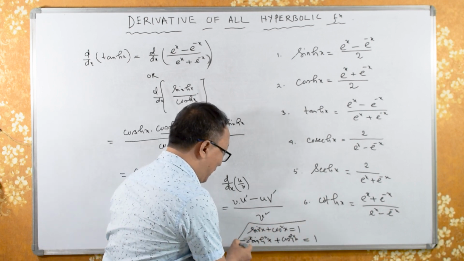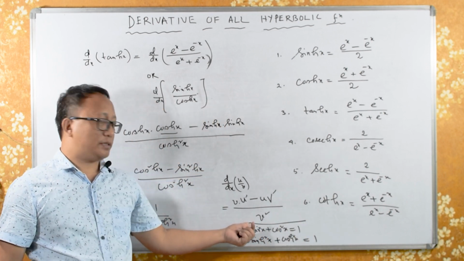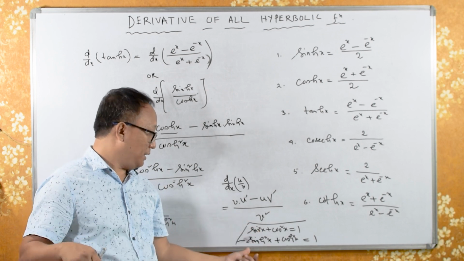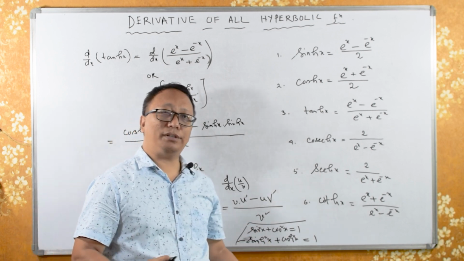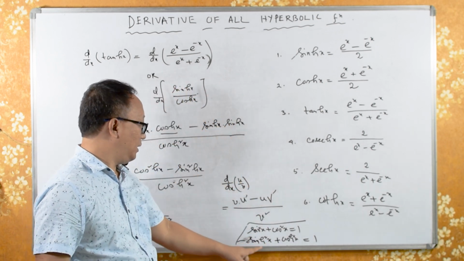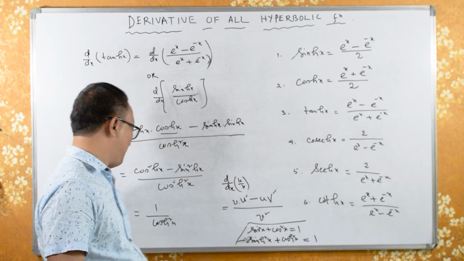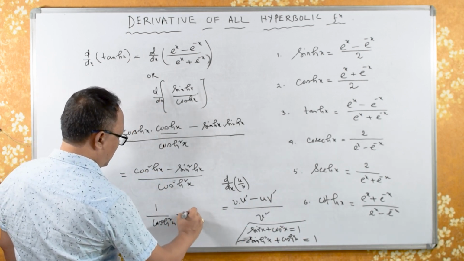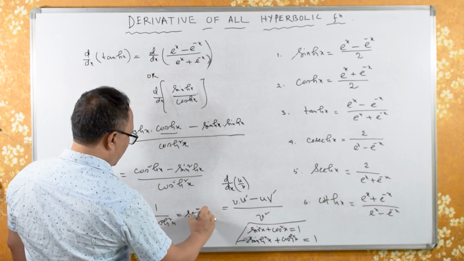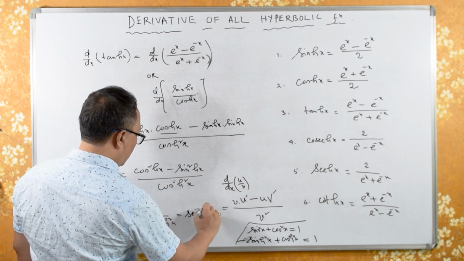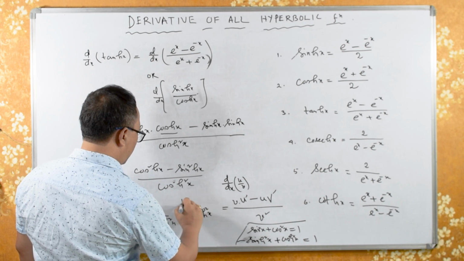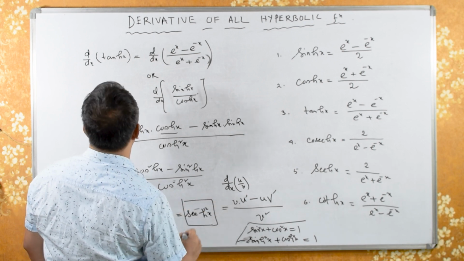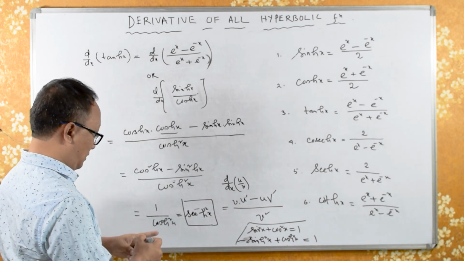Meaning you should have two sine functions. In that, change the sign and you will get hyperbolic. All the trigonometric identities you will get in hyperbolic form in that way. Therefore we have 1 by cos square, which is sec hyperbolic square x. This is the required answer for tan hyperbolic x.